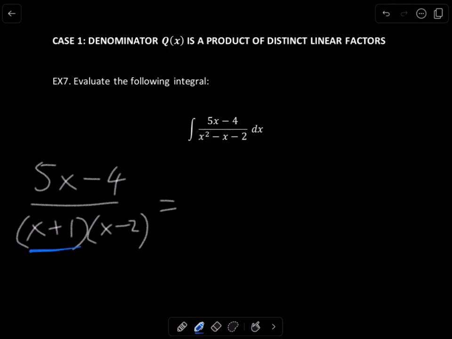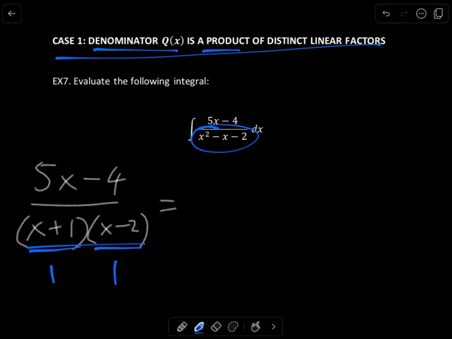Now, take a look at this. We have a linear factor. How many times does it occur? It only occurs once. Then we have another linear factor. How many times does it occur? It only occurs once. That's why this is case 1. Denominator q of x, there's the denominator, we factorized it. It is a product. See, it's this term here multiplied by that term there. That's why it's a product of distinct linear factors, each one only occurs once. This is a linear factor, x plus 1, x minus 2 is also a linear factor. That's why we have case 1. If we have case 1, this is what we need to do.